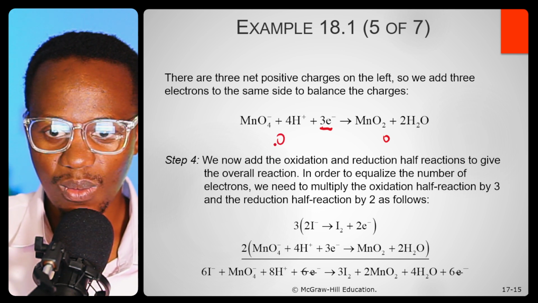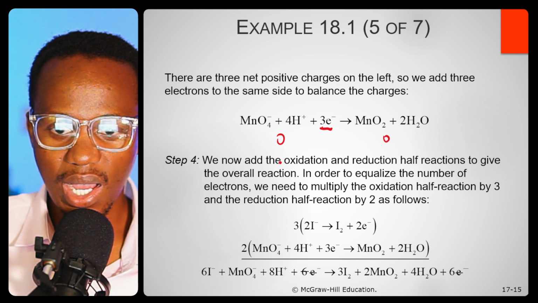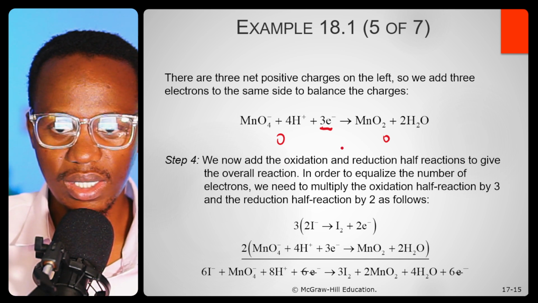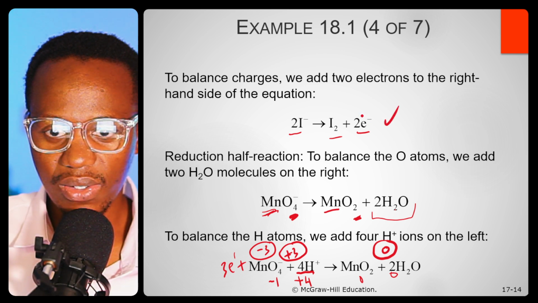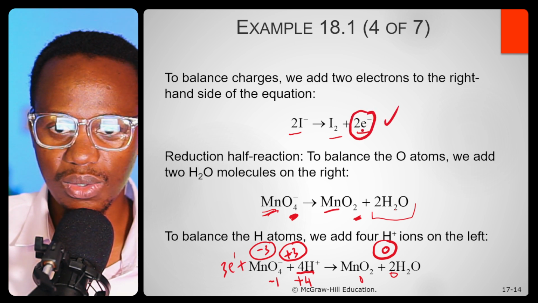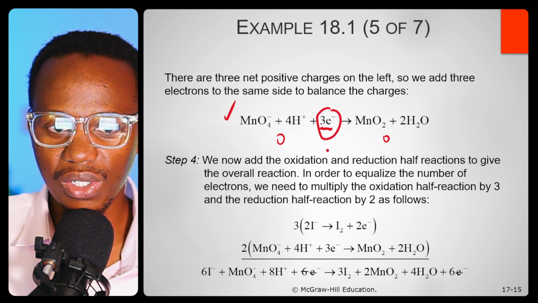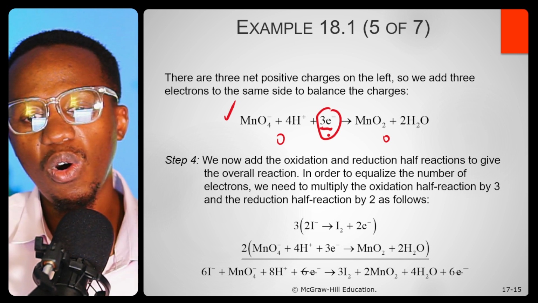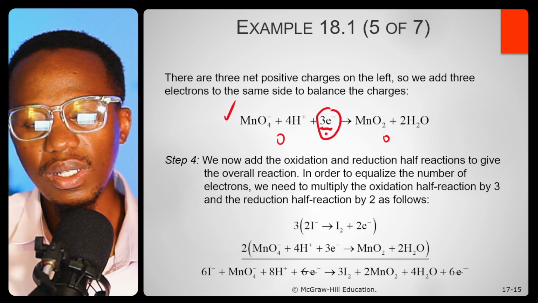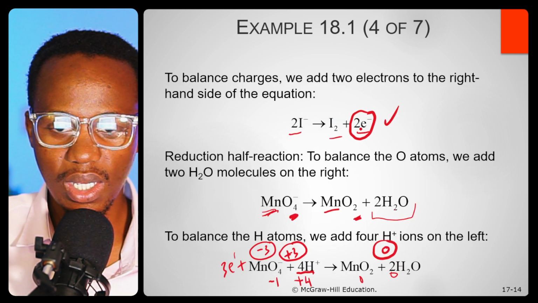And then what is the next part? The next part is to go back to our half reactions. This is one half reaction, and the other half reaction is this. Now check it out. We have 2 electrons on one half reaction, and 3 electrons on the other half reaction. We're not in trouble, but we have to make sure that we have the same number of electrons on both.